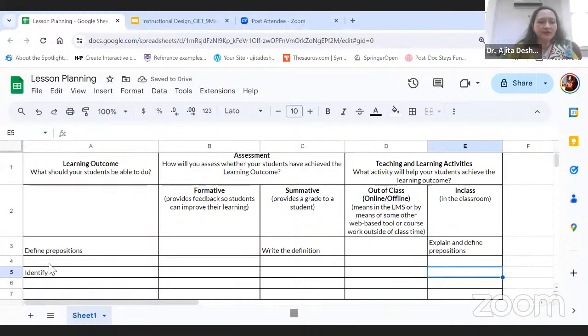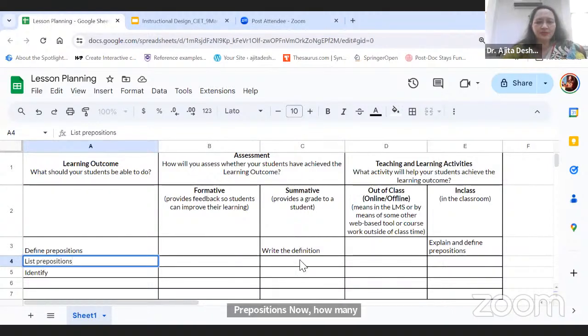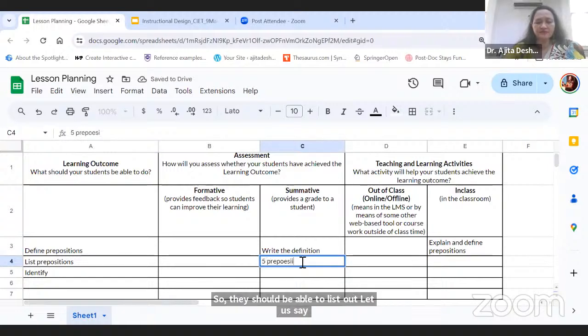Now, if I want them to only give me the definition of preposition by rote learning, and these are the examples, then if this is going to be my second one, I'll just give that: list prepositions. Now, how many prepositions do I want a student to list out? They should be able to list out, let us say, 5 each. So 5 prepositions each.